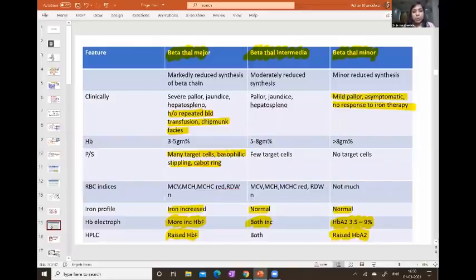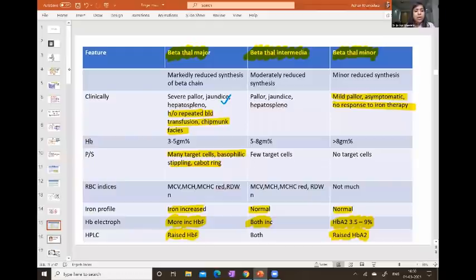Severe pallor or hepatosplenomegaly. Now, the keywords in the MCQ exam, students, are history of repeated blood transfusion. My patient cannot survive without blood transfusion. Those small children come to us with severe pallor and they cannot sustain themselves if I do not transfuse blood to them. That is why in the exam, you can be given a history of repeated blood transfusion, or there can be chipmunk facies. What do we mean by chipmunk facies?